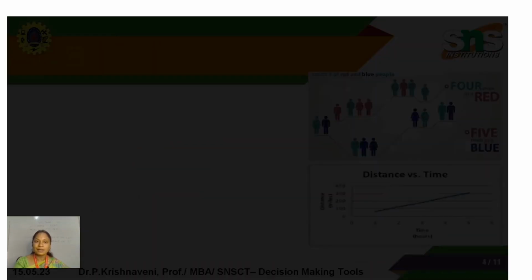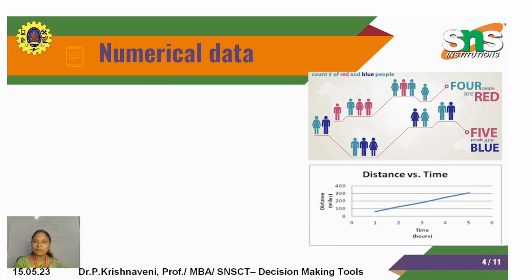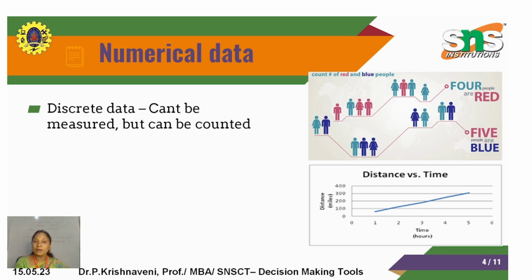Let us have a discussion. Here is a count of red and blue people: 4 people are red, 5 people are blue. And there is the distance versus time, where they are explaining in terms of hours. With discrete data we can only count, like the number of people in red and the number in blue. But if we are measuring the distance or the time, it helps us make better, more understandable, more qualitative decisions, so for that we depend on numerical data. Discrete data cannot be measured but can be counted.